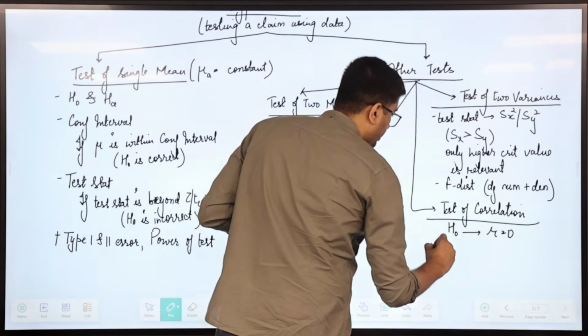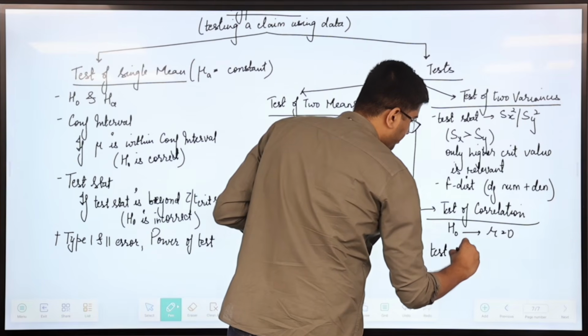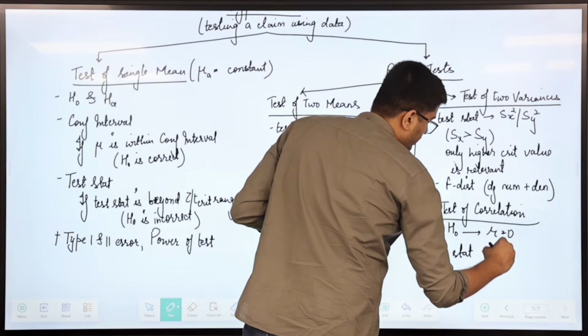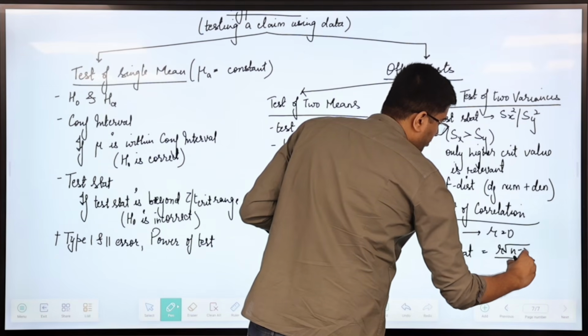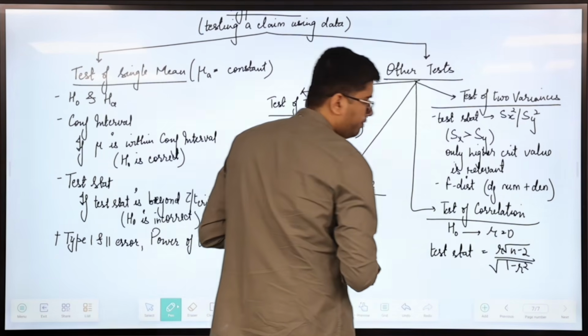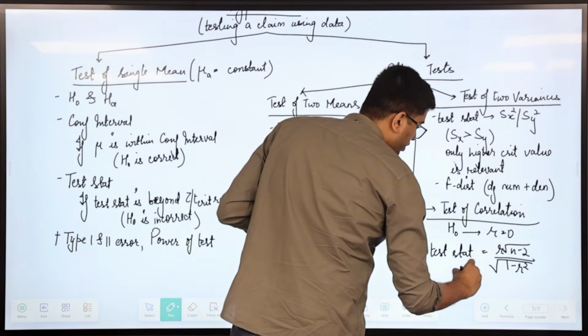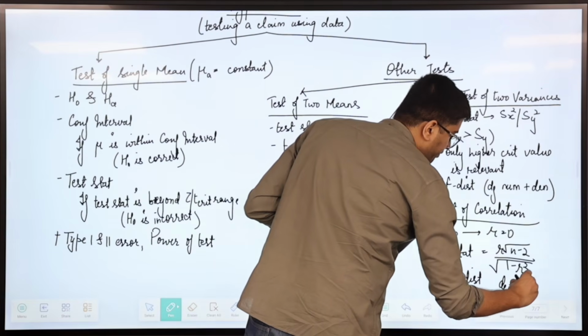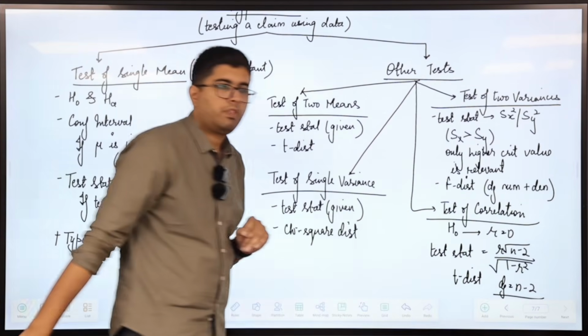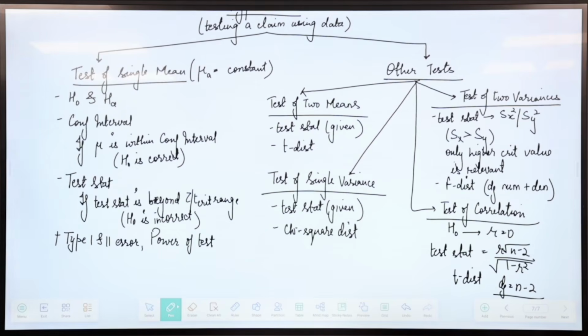Now from here, test statistic formula. This is r into square root of n minus 2 upon 1 minus r squared. And here you will use T distribution, but T distribution will have degrees of freedom n minus 2. So just for the test of correlation in your entire syllabus, degrees of freedom is n minus 2. Rest of the syllabus, degrees of freedom is always n minus 1.